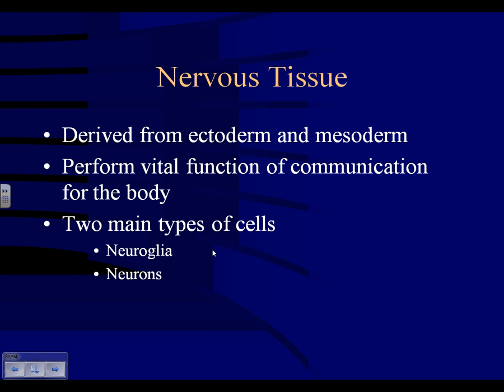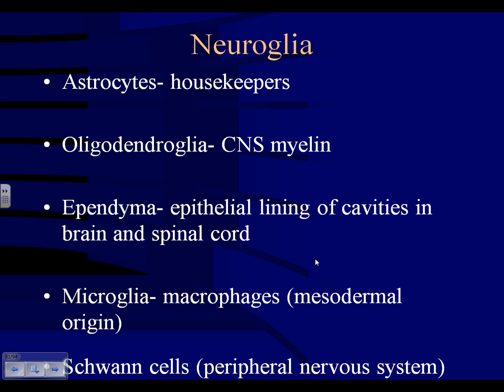So nervous tissue is derived from ectoderm and mesoderm. It performs the function of communication, both outward and back to the brain. There are two main types of cells, neuroglia and neurons. Neurons are kind of the decision makers, and neuroglia are sort of the nerve cells that support the neurons. In terms of neuroglia, astrocytes are the housekeepers. They nourish the neuron. Oligodendrocytes create CNS myelin, and they wrap the neuronal processes in myelin.